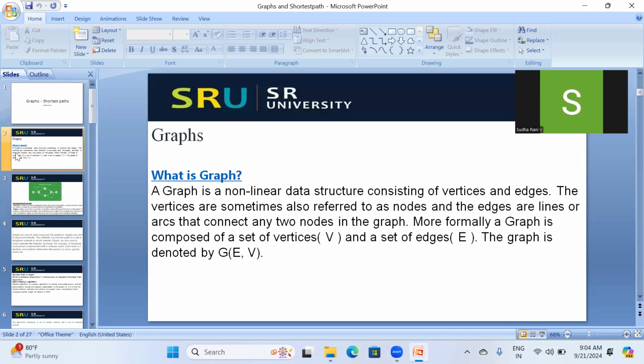So, coming to the definition, a graph is a non-linear data structure consisting of vertices and edges. So the graph is going to have nodes as well as vertices. Let us take one example. Let us draw a short graph. So here, this is a short graph.